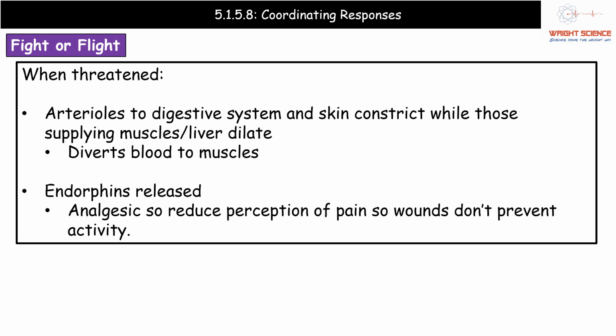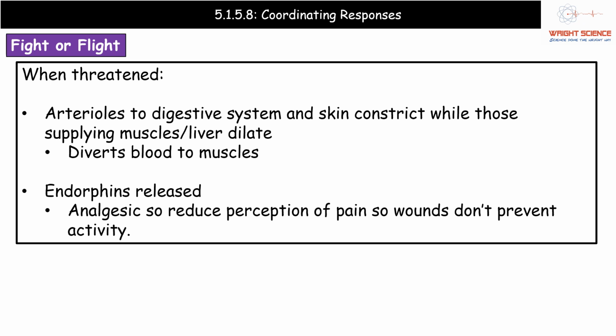We also see the arterioles that go to our digestive system and skin constricting, whereas any of the arterioles that supply our muscles and our liver will dilate. So basically we're reducing the flow of blood to the less essential areas, digestion and skin, and making sure that as much blood as possible gets to the muscles and the liver, the essential parts for that fight or flight. So it's all about diverting the blood to the muscles and away from the non-essential areas.